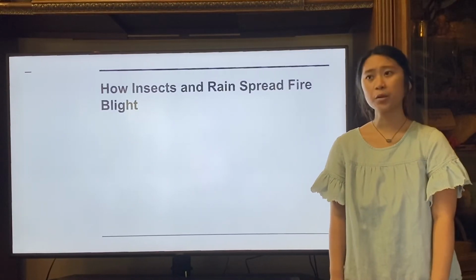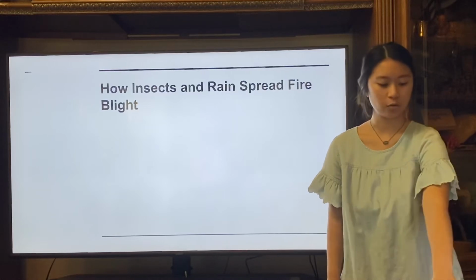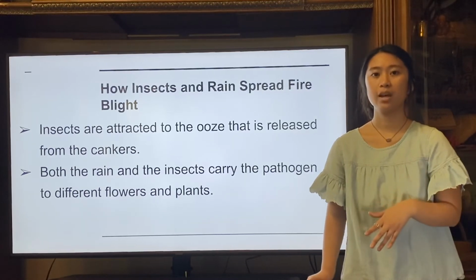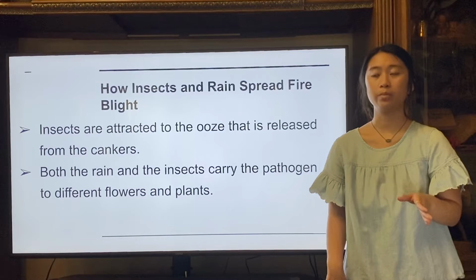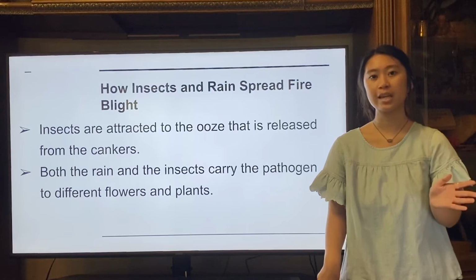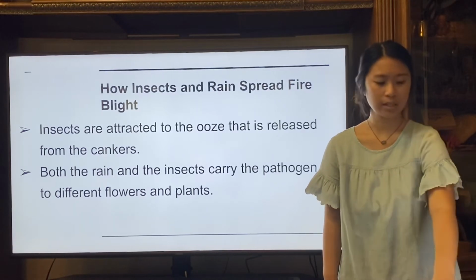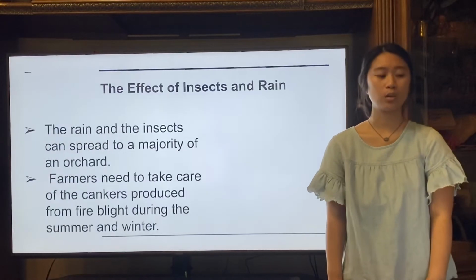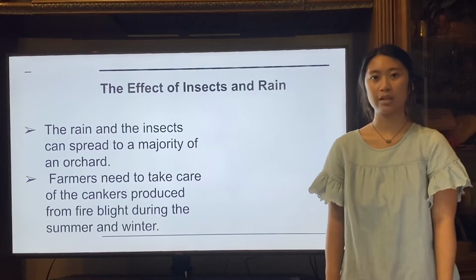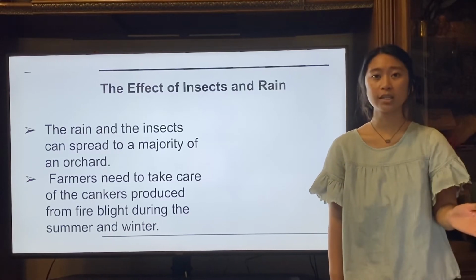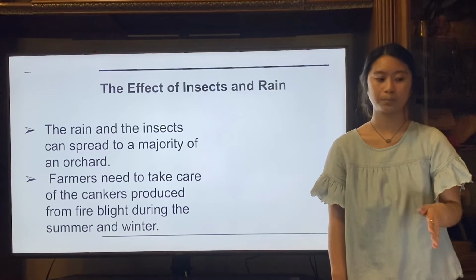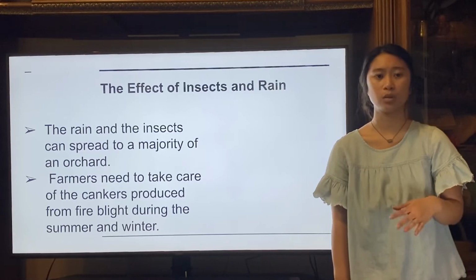And the other ways that the disease can spread is from insects and rain. For insects, as they start on one plant and hop to another plant, they carry the ooze that is on the plant, which carries the disease. And same with the rain, as the rain goes to various other places, then it'll start to spread the disease as well. And in doing so, the insects and the rain that carry the disease can spread the disease to entire orchards, which can be bad if it's not treated well, which is why farmers need to take care of the cankers using different tools.